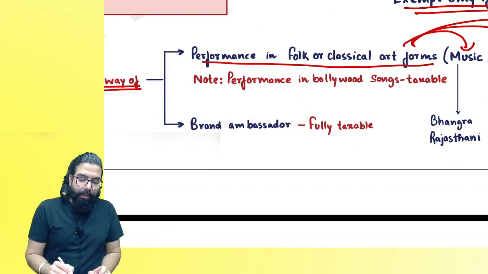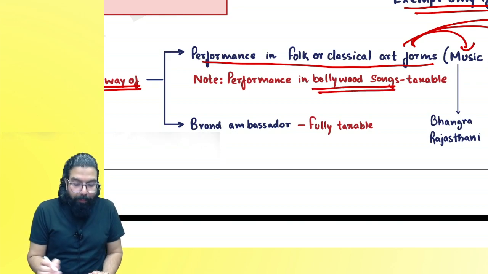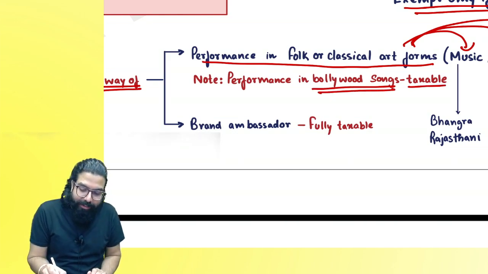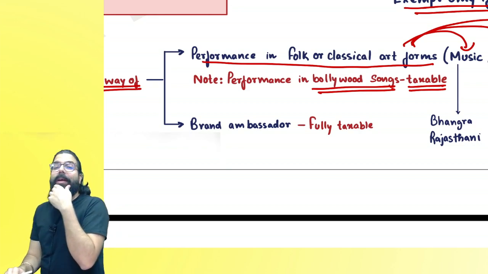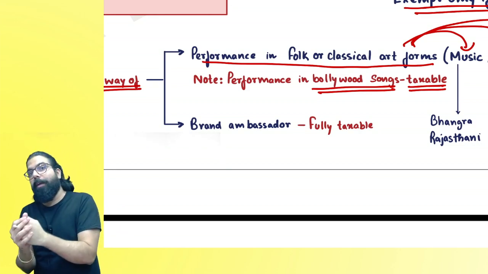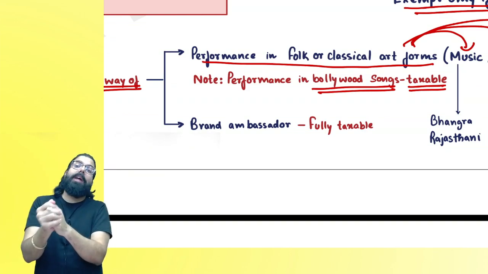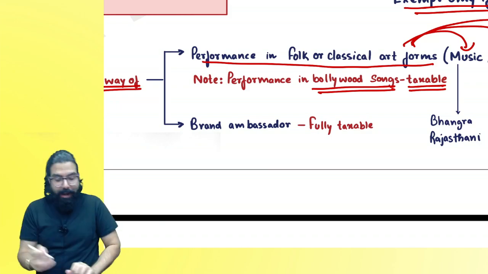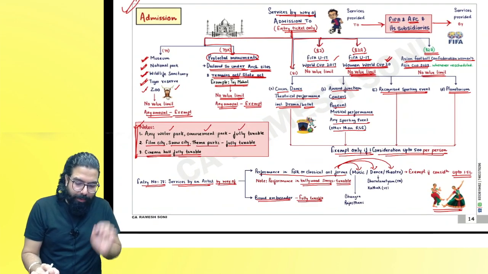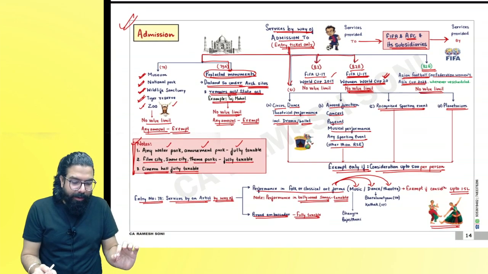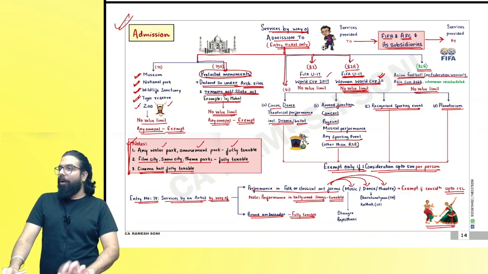But sir, if the performance is done in a Bollywood song, it shall always be taxable. Now, supposing the people who are doing this Bharatnatyam became a brand ambassador and started promoting products, etc. Then the brand ambassador's services are always taxable. I hope everyone is clear with this point. Can we go ahead, everyone? Done? Are we all clear till here?